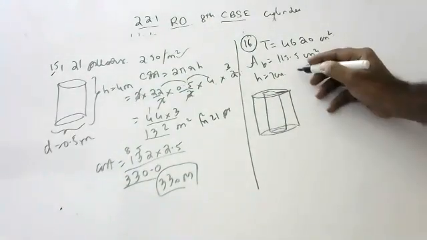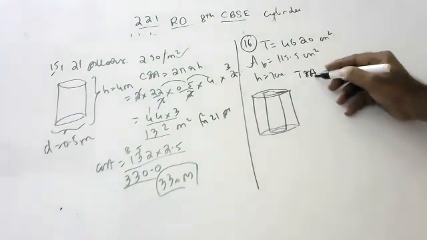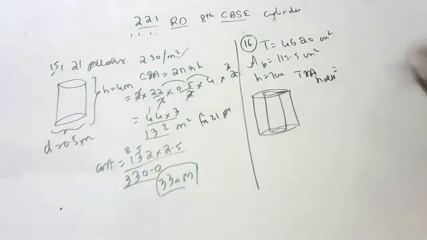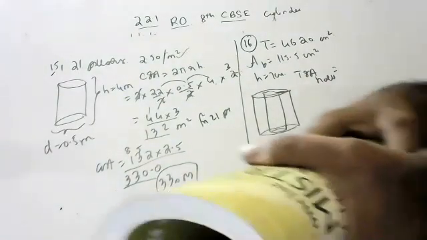Do you know the TSA of a hollow cylinder formula? Anyone? Vedant, what is the TSA of a hollow cylinder? 2 pi r into h plus r. No, that is a solid cylinder. Children, for a hollow cylinder, it will be like this. I will tell you.